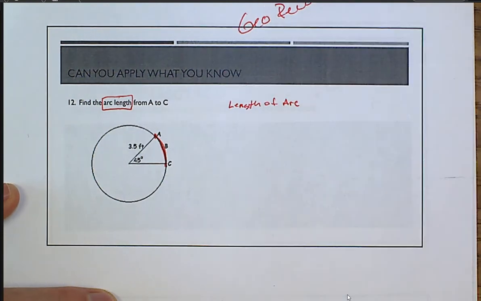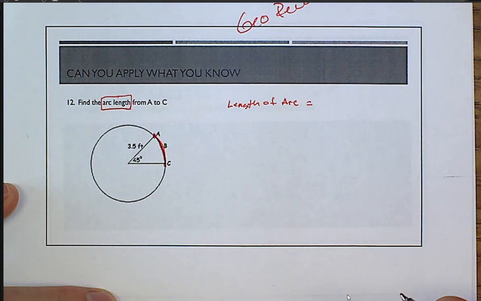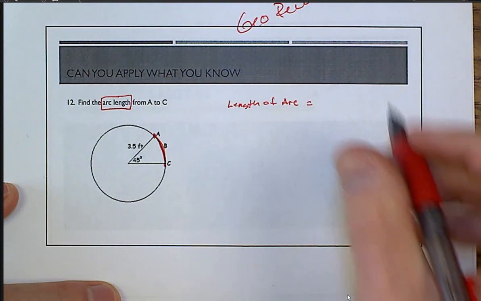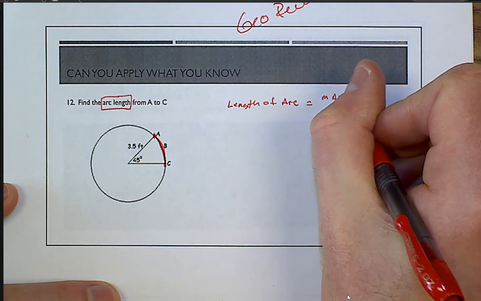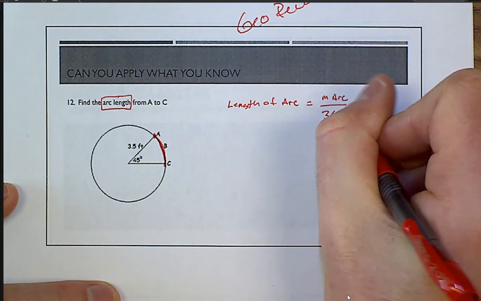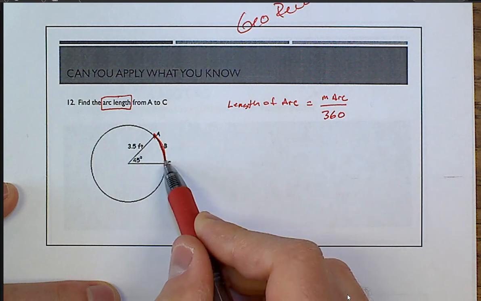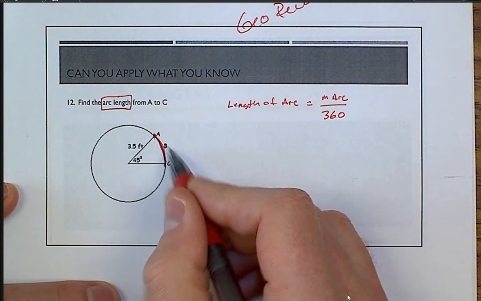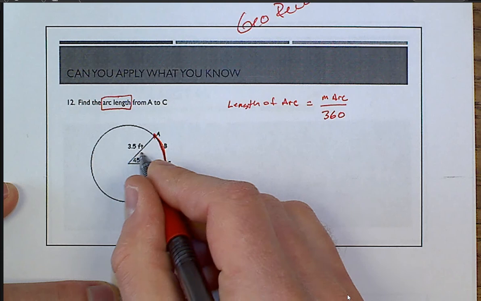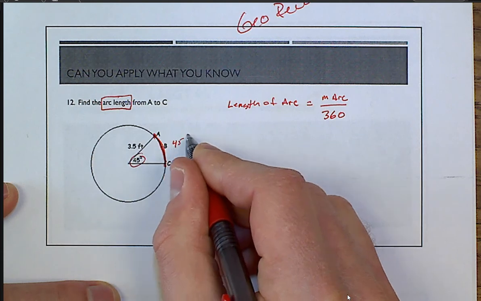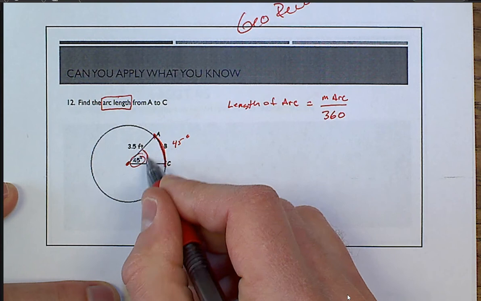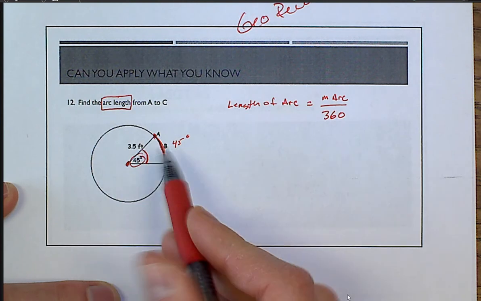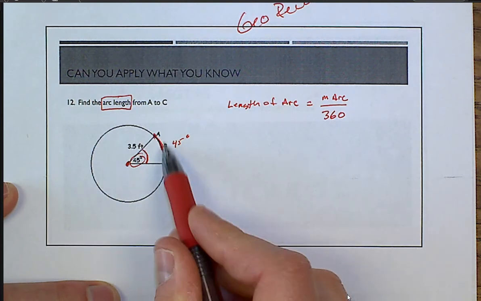So here's how you do it. It's kind of common sense. What you want to do is take the measure of the arc and divide it by 360, because you just want to find this piece. Now the measure of the arc is the same thing as its central angle. You may remember from geometry this is called a central angle because it's from the center. And so the measure of AC is 45 degrees.